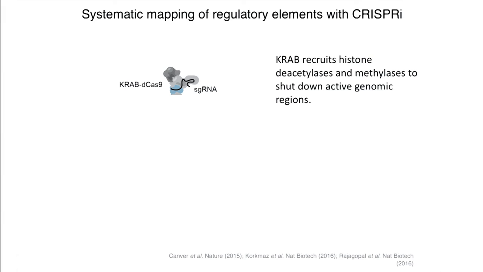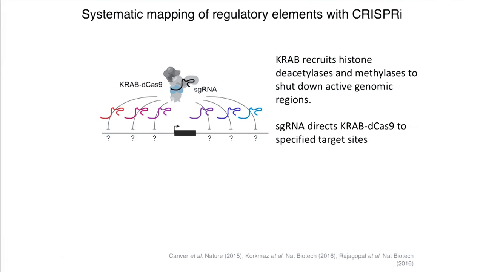And so in contrast to the cutting loss of function screens that Julia talked about or the activation screens, we're using a CRAB-dCas9 CRISPR-I system where we fused a catalytically dead Cas9 to a CRAB domain. And CRAB is known in the literature to recruit histone deacetylases and methylases to shut down active regions. And so we can recruit CRAB to the regions around a gene of interest, in this case MYC. And so we're targeting effectively every place we can put a guide around MYC.